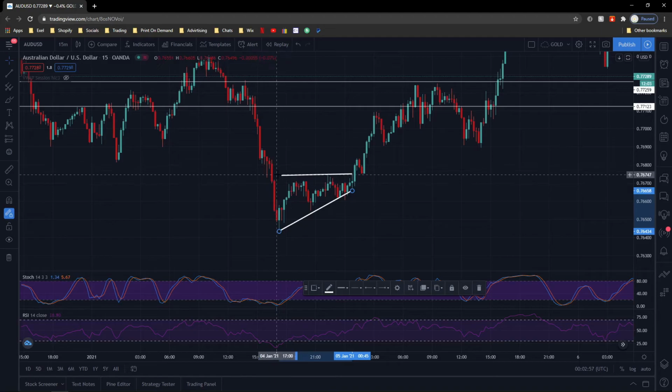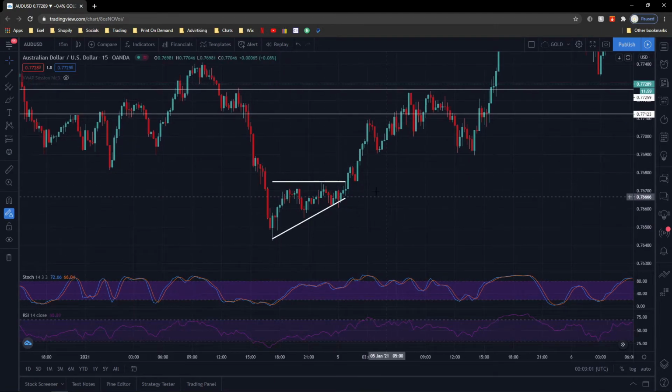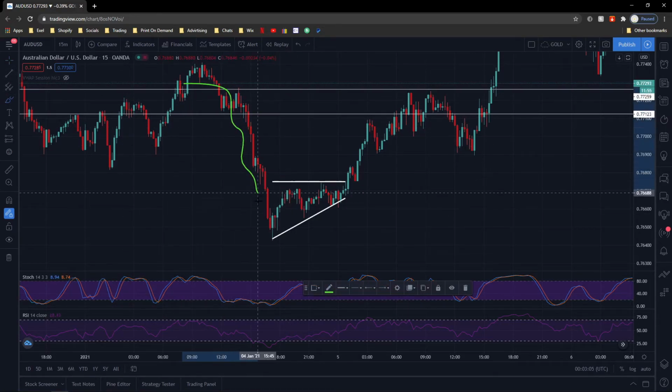And how you can make sure you make the perfect entries with these triangles is that it pretty much compresses. So it comes out of nowhere like this, and then it starts compressing, hits top, hits bottom, hits top, hits bottom, and then breaks through.